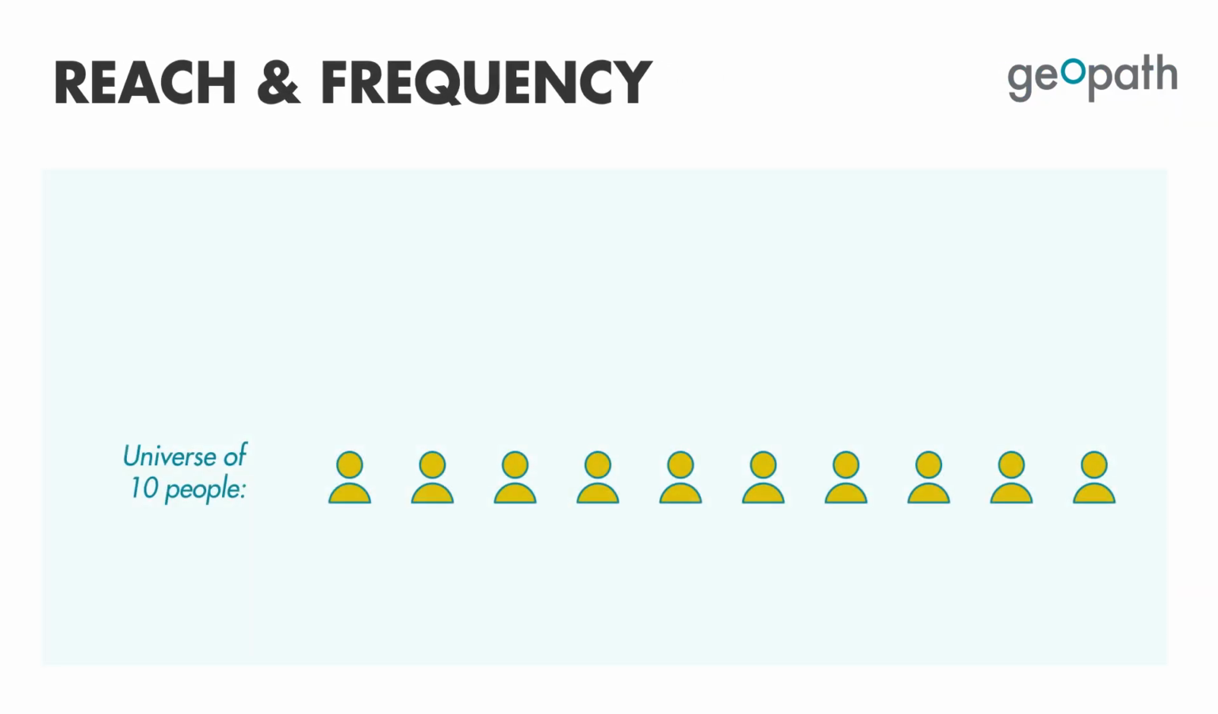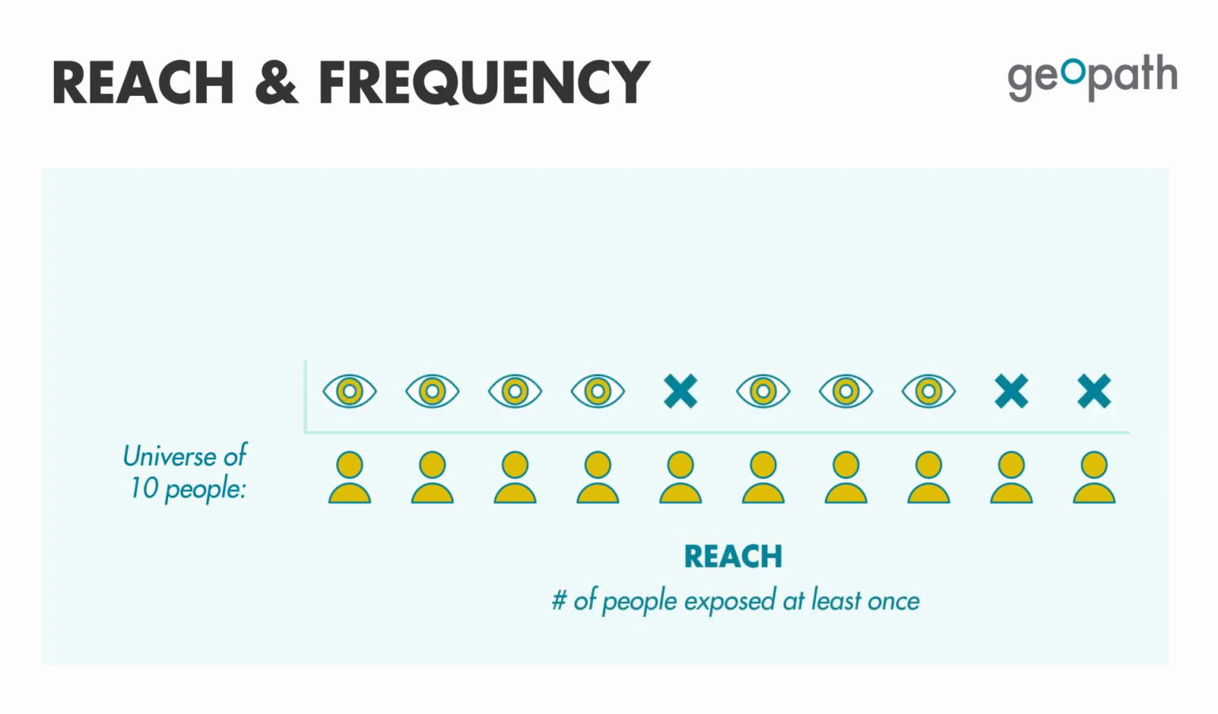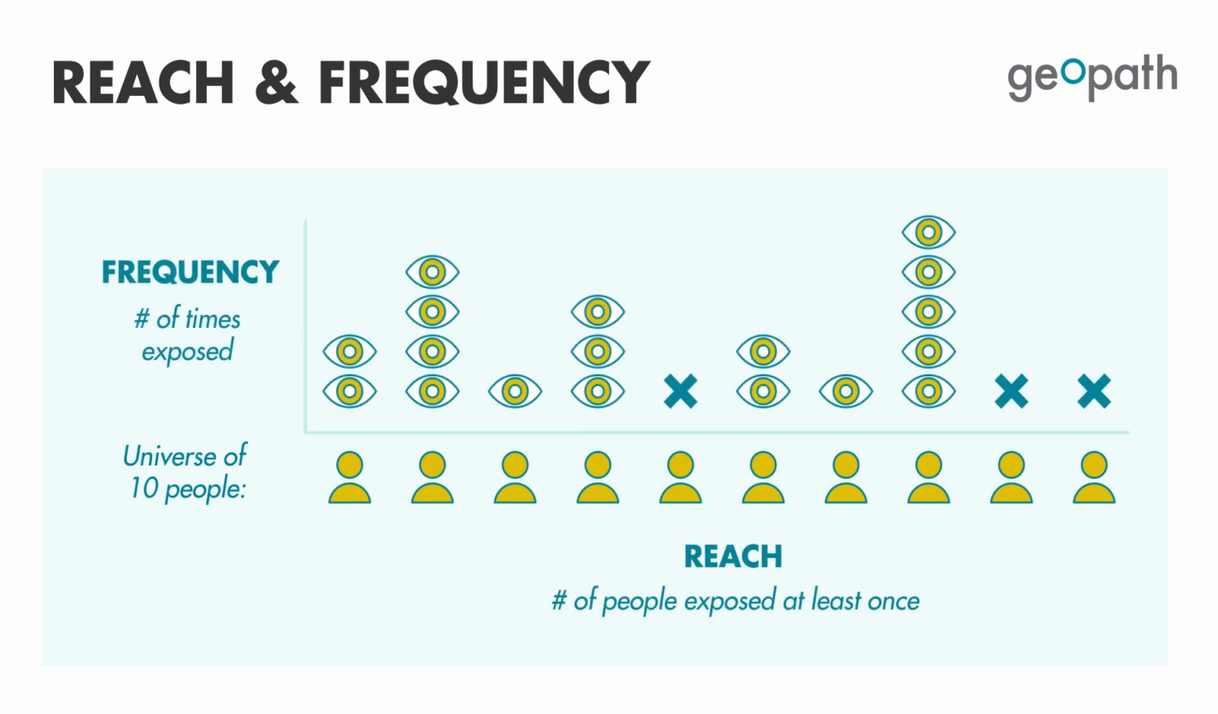Let's break it down with an example. Say there's a universe of 10 people. 7 out of 10 saw the ad, therefore the reach is 70%. The frequency, or number of times they see the ad, varies by person, depending on their travel patterns around the market. Reach and frequency are very helpful measures of campaign performance.